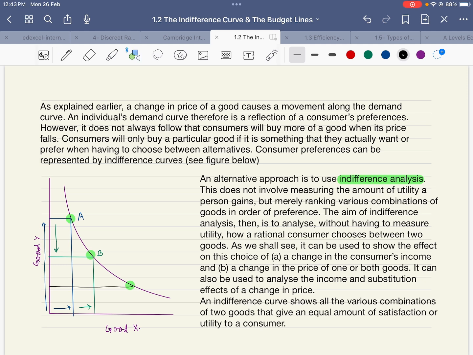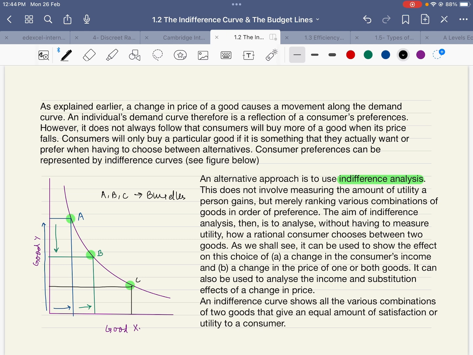But the point is, no matter at which point the consumer is consuming, whether at point A, B or C, A, B and C are called individual bundles. These are individual bundles or combinations of good X and good Y. In one bundle there is more of good X, in the other bundle there is more of good Y. But no matter at which point they consume, they are indifferent, meaning the amount of utility or satisfaction they derive out of each of these bundles is the same.